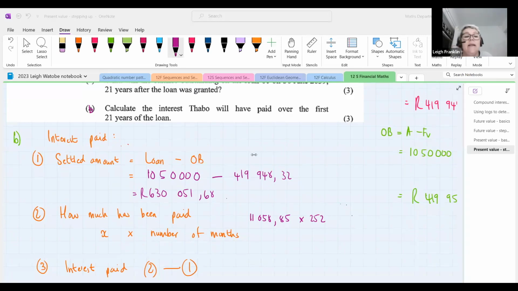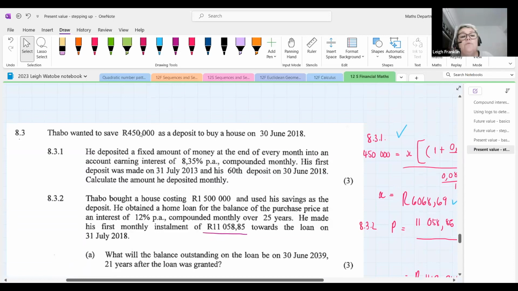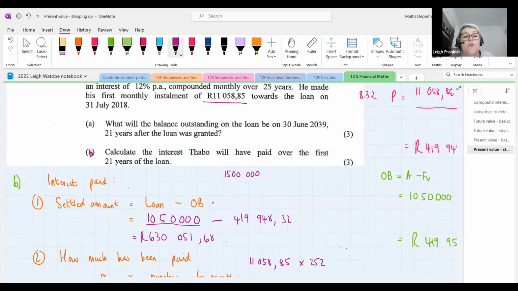Okay, Mbalenhle, this is how much money he's borrowed. Remember the house cost 1.5 million. He bought the house for 1.5 million, but he put down a deposit of 450,000. So his loan was that minus the 450,000. That's where the 1,050,000 comes from.